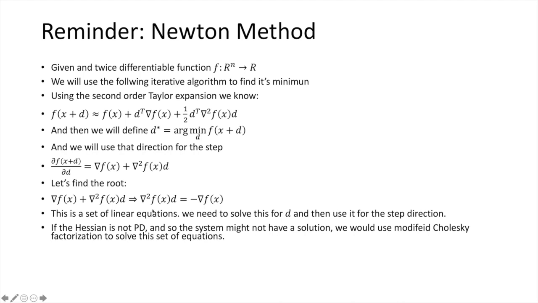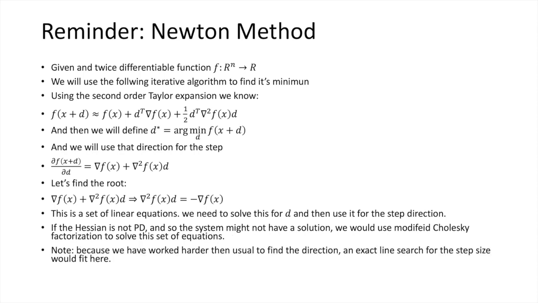But if the Hessian is not positive definite, and so the system might not have a solution, we would use modified Cholesky factorization to solve this set of equations. Because we've worked harder than usual to find the direction, as opposed to just finding the gradient in gradient descent, we would mostly use exact line search for the step size instead of just Armijo rule or a constant step size.